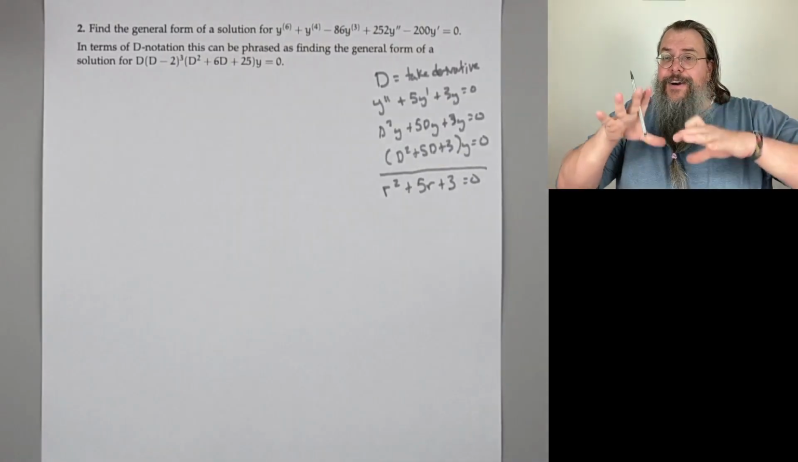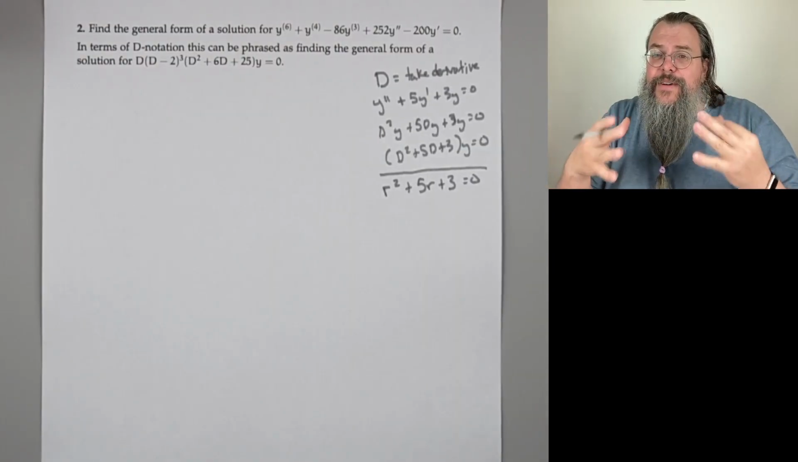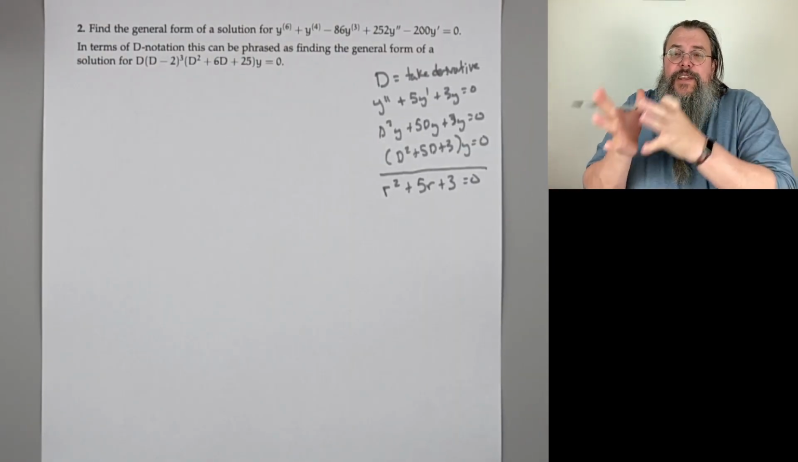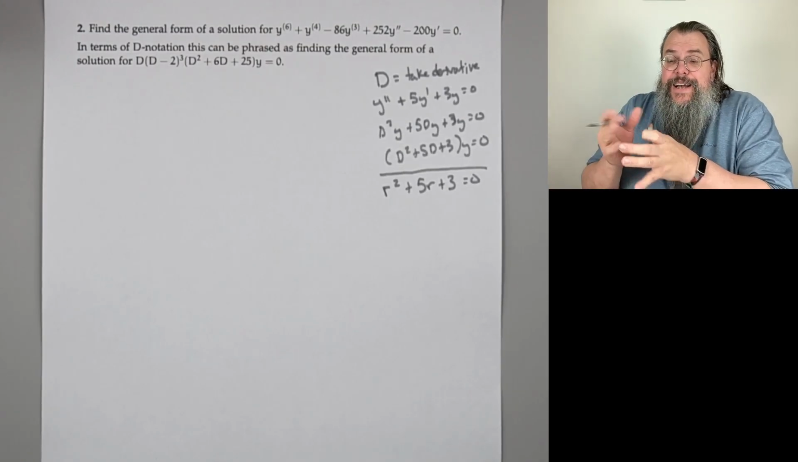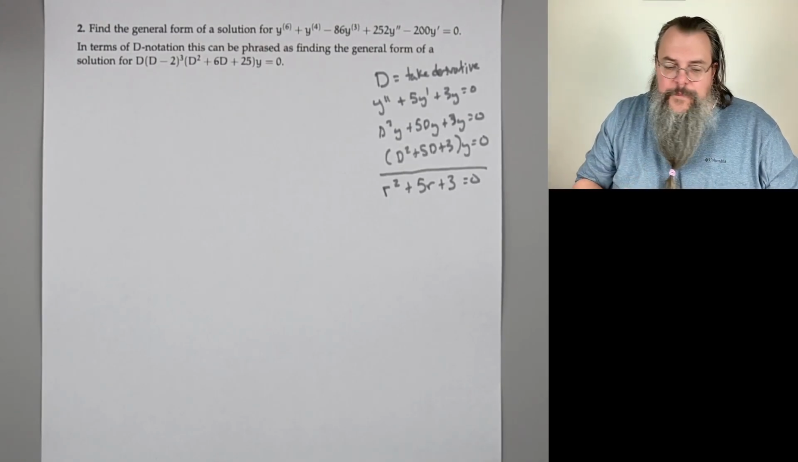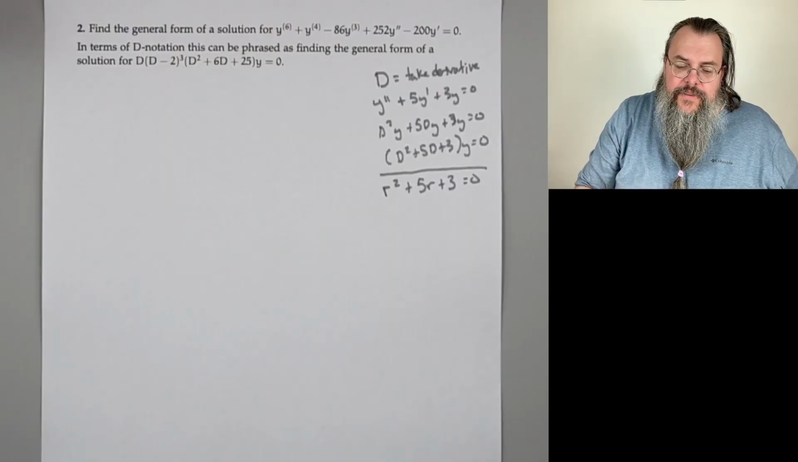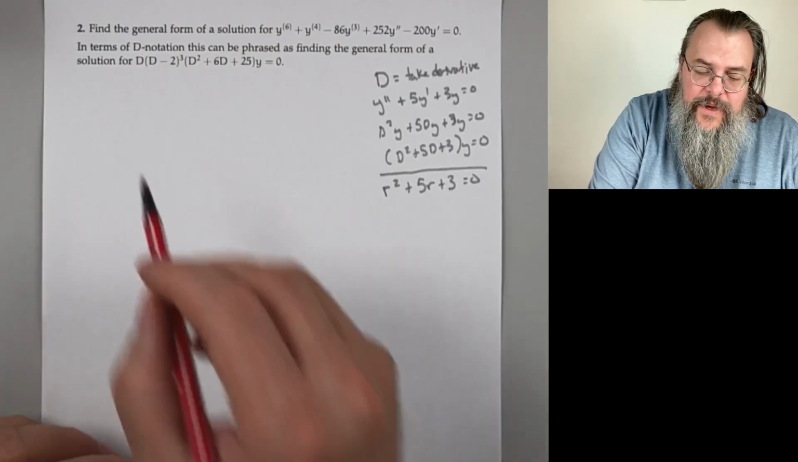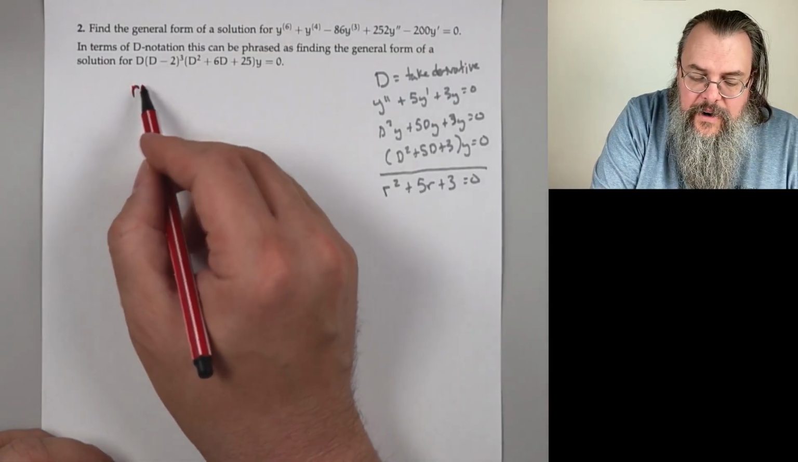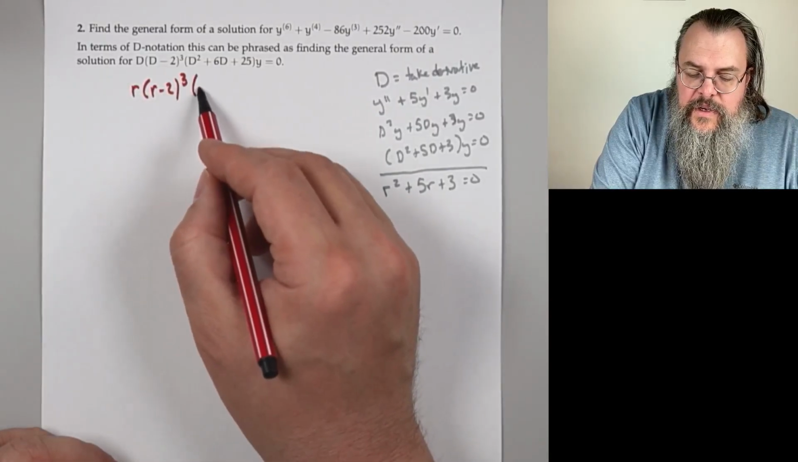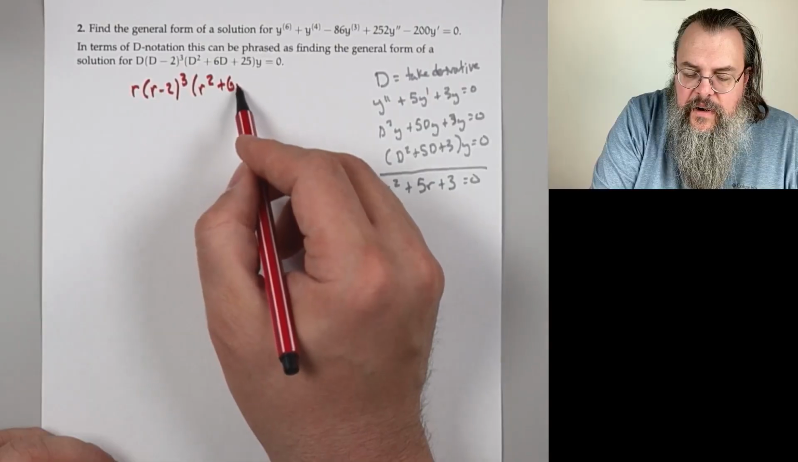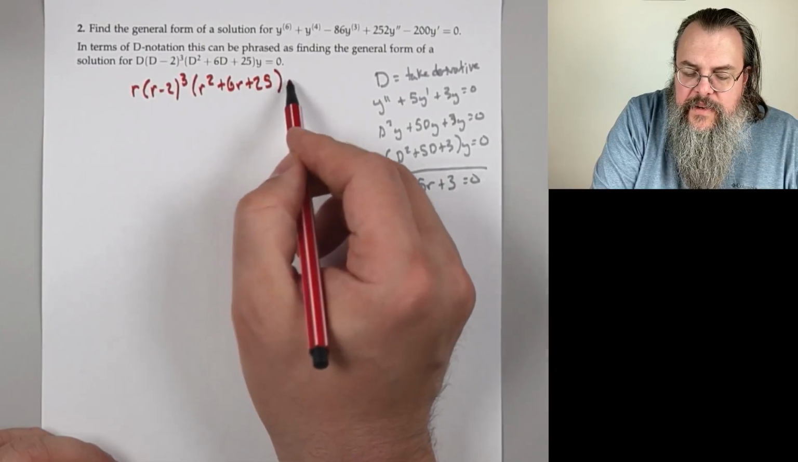So r was associated with taking derivatives. So once we have things in D notation, we can jump to r notation and actually jump back. So what does that do? Well, it tells us that our characteristic polynomial is (r minus 2) cubed, (r squared plus 6r plus 25) equals 0.